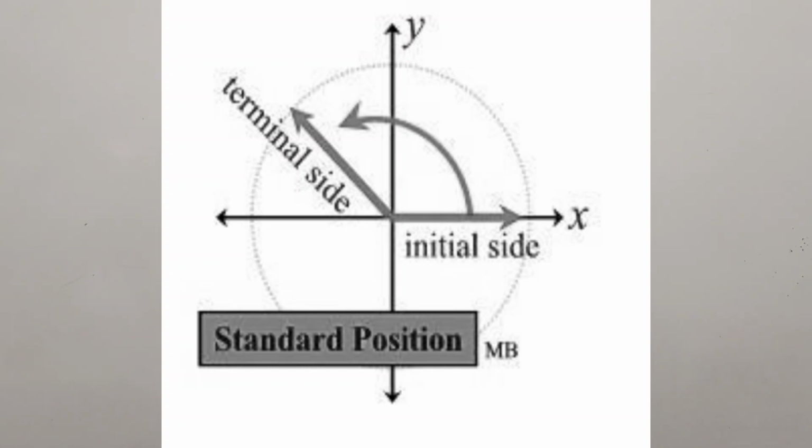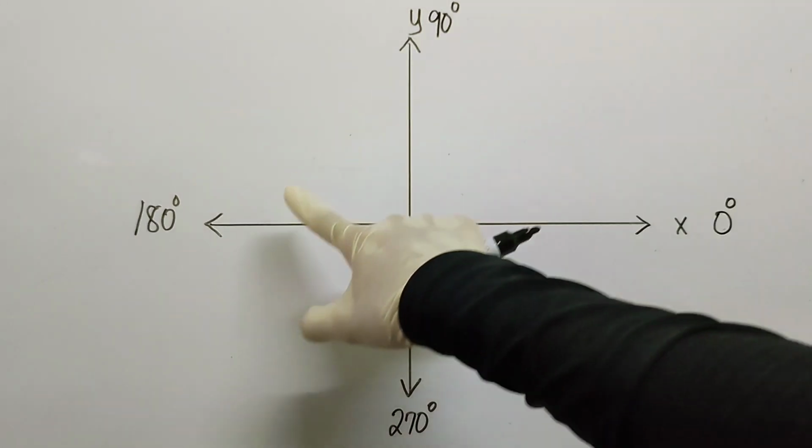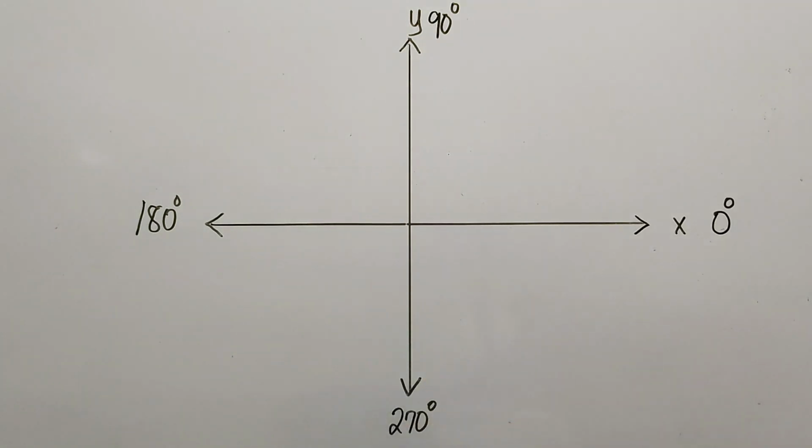So in graphing that angle, our vertex is at the intersection of the x and y axes. Our initial side is located on the x-axis, that is, on the positive x-axis. And our terminal side is located in any part of our Cartesian plane. By that definition, we can say that the positive x-axis is the 0 degree of our angle. Our positive y-axis is 90 degrees, our negative x-axis is 180 degrees, and our negative y-axis is 270 degrees.